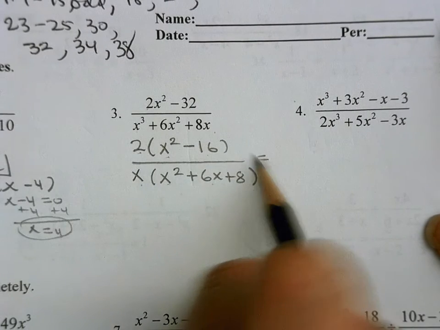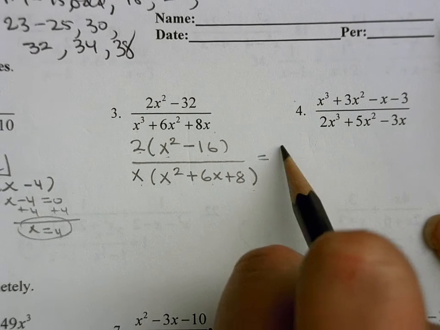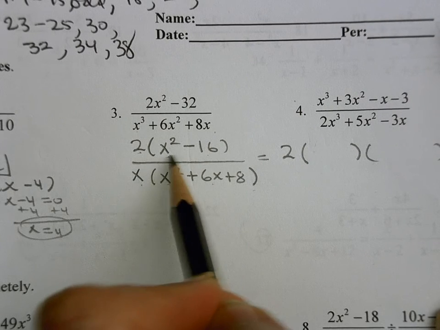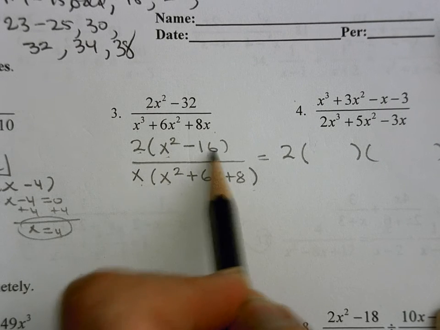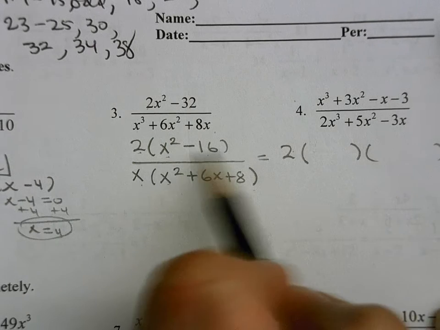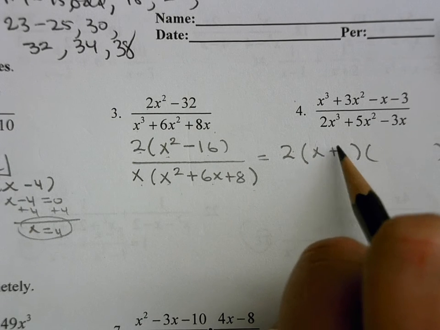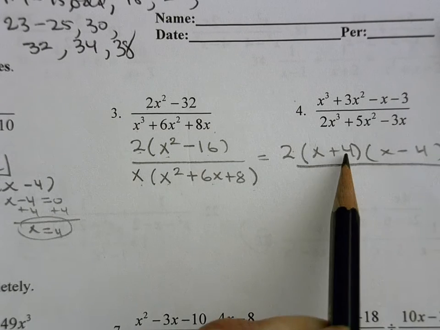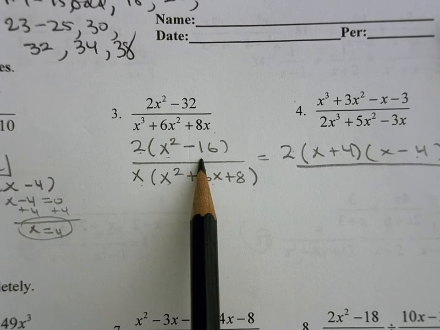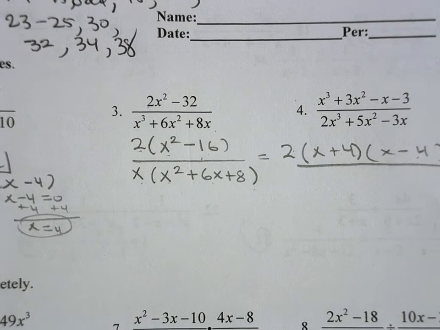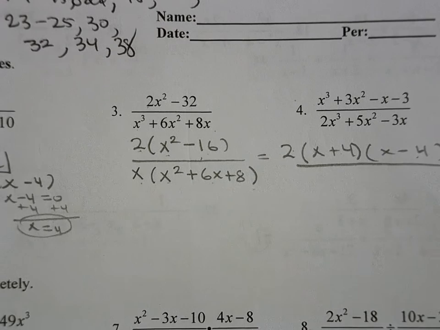So the numerator is a difference of 2 squares, so I can factor that. I have a binomial that is subtracting perfect squares. So the 2 is still here, and then this will break up to x plus 4 and x minus 4, right? Because 4 times negative 4 is negative 16. And then for this one right here, if I were to list my factors, I'm going to do that on a separate piece.